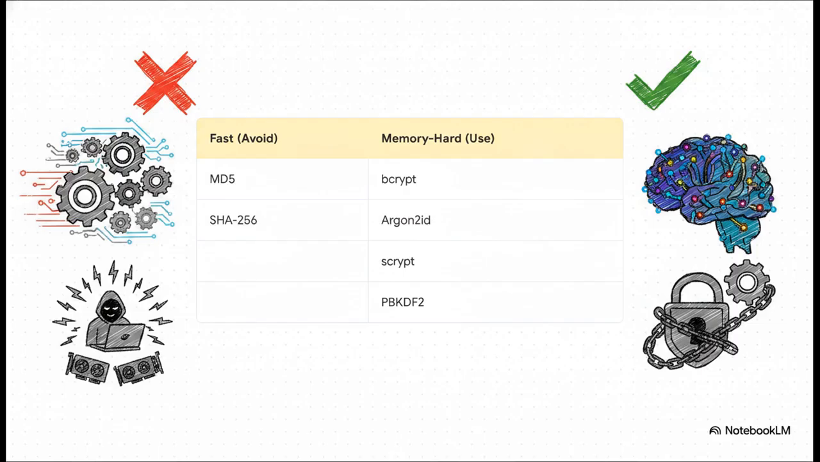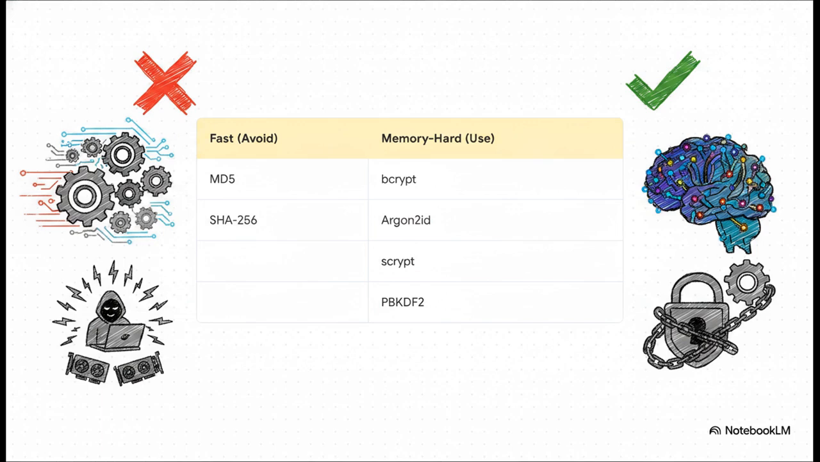Think about the algorithms we have available. We have fast hashes like MD5 and SHA-256. Do not use these for passwords. They are general-purpose hashes designed to be incredibly fast. When a hacker gets your database, they'll just spin up GPU clusters to guess billions of those fast hashes every single second. Instead, you've got to use memory hard hashes, things like bcrypt, argon2id, scrypt, or PBKDF2.